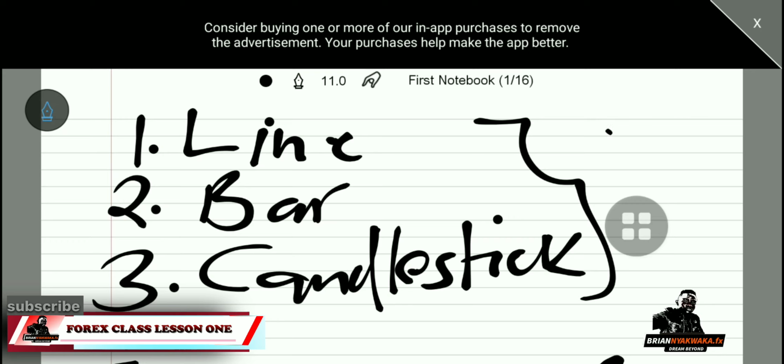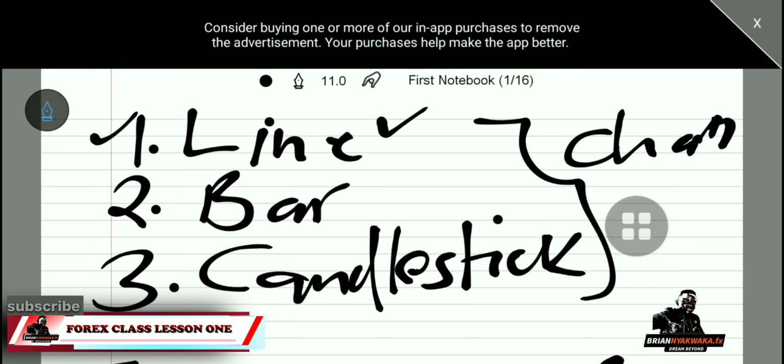So all these are charts. So the line chart portrays the price movements in the chart the same as bar chart, and we have candlestick charts. So I'm going to discuss each and every one of them, their anatomy, how they look like, and what is the most important chart to use.